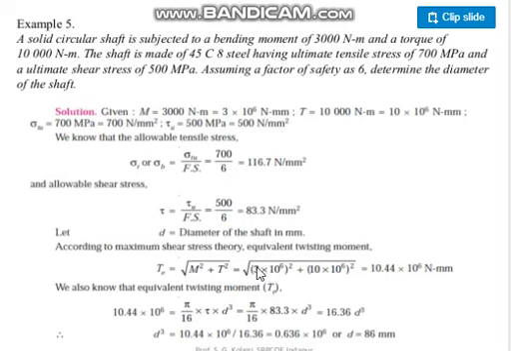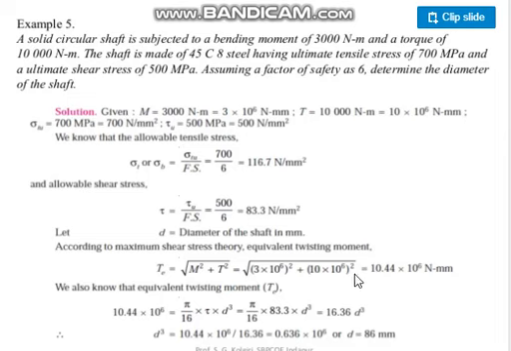You see, bending moment is normally because of the self weight of the shaft and the weights of the pulleys, whereas the torque is the thing that we are transmitting. So this is 10 into 10 to the power 6. So the resultant will be a little more than this. See, 10.44.